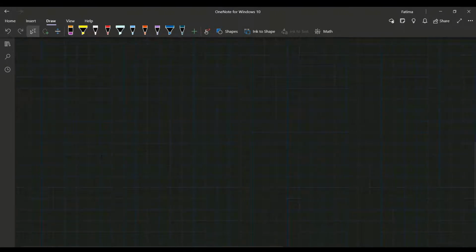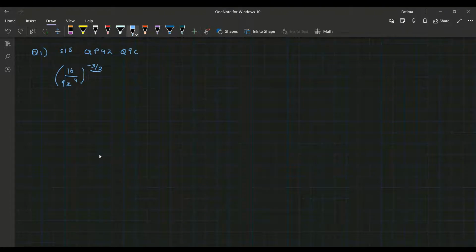Now let's move on to solving a few questions. So the first question we'll be doing is from summer 15, question paper 42, question 9C. Over here, we're given 16 by 9x to the power 4, and the whole thing raised to negative 3 by 2. So over here, 4 is the power of x only. It does not apply to 9. And this entire fraction is raised to the power negative 3 by 2.